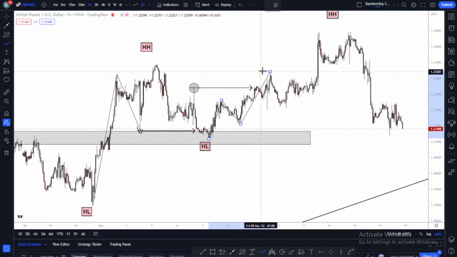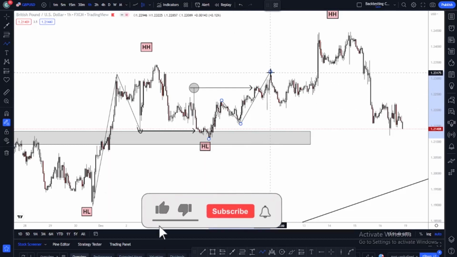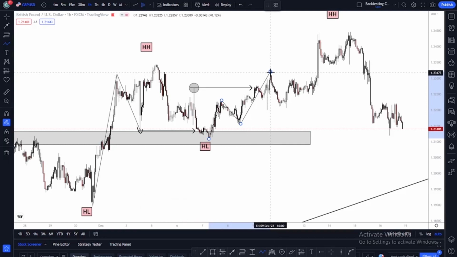So when price finally broke above the H1's lower high, that was a confirmation that price is about to go to the upside, or the H1's trend is the same as the H4's trend. Right now they are correlated. Both the H1 and the H4 trends are in the same direction. So after that happened, what did I do?